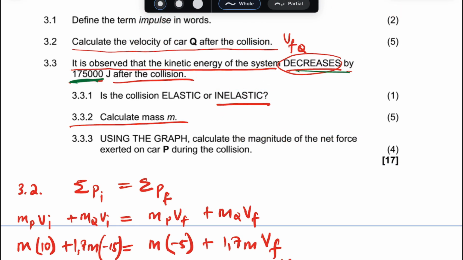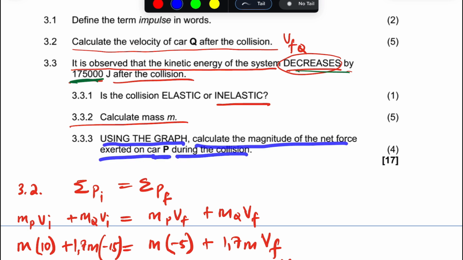Let's look at the last question. It says use the graph to calculate the magnitude of net force exerted on car P during the collision. Remember one thing, when car P is colliding with car Q, they exert an equal force on each other, which is an applied force, and that applied force becomes a net force. So when we talk about the net force, we're talking about an applied force here, because the only force acting on them is that applied force when they exert on each other.